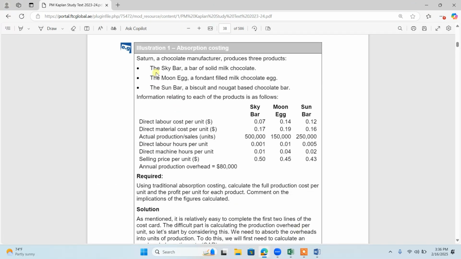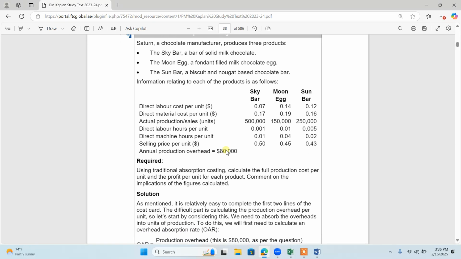Let's come to the question. There is a company, Saturn, a chocolate manufacturing company which produces 3 different products: the Sky Bar, the Moon Egg, and the Sun Bar. As I told you, my dear, there are 3 components involved in the production of the units: direct material, direct labor, and overhead. Again, you can see the direct labor cost for 1 unit. For Sky Bar, it is 0.07. For Moon Egg, it is 0.14.